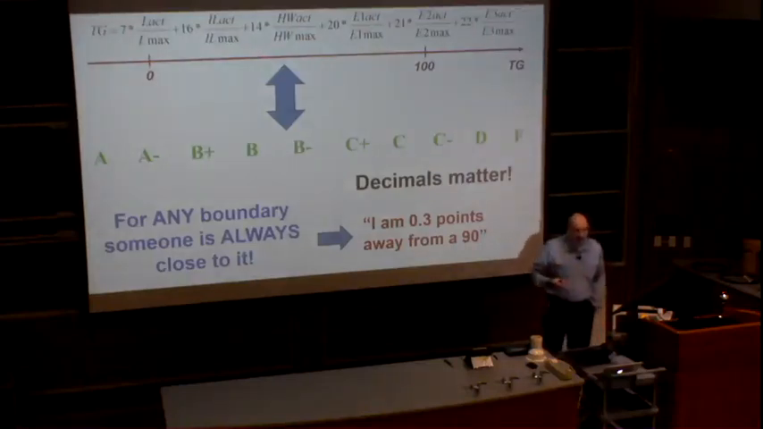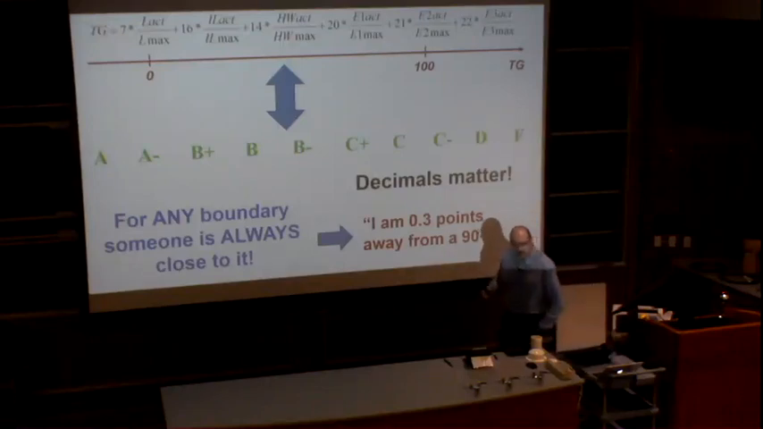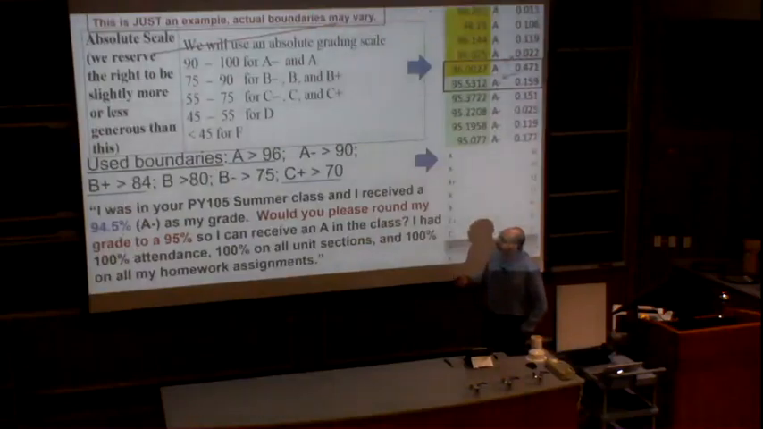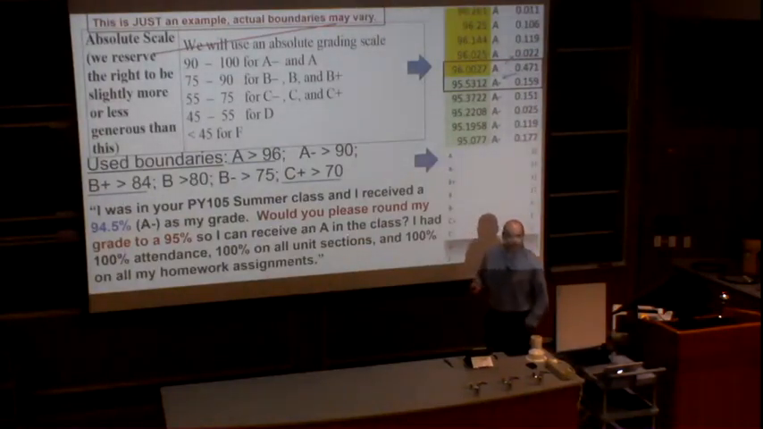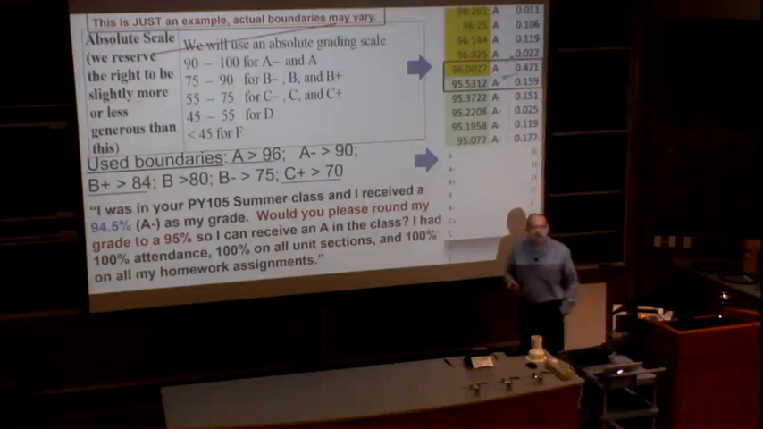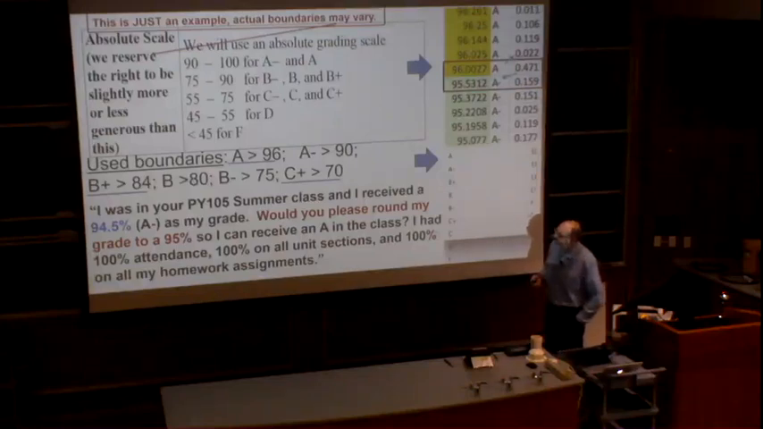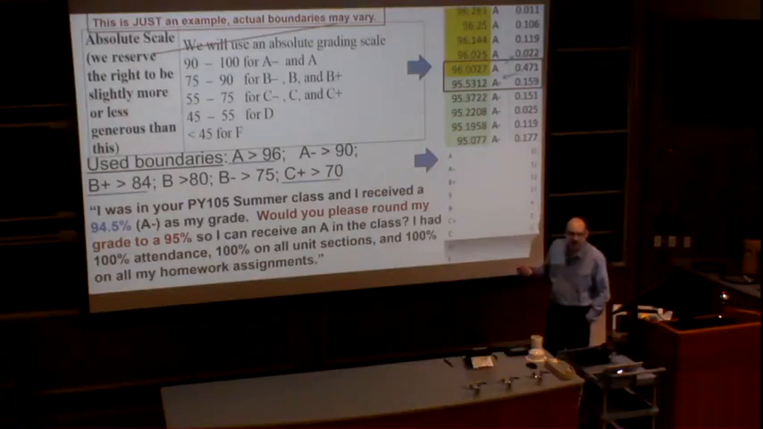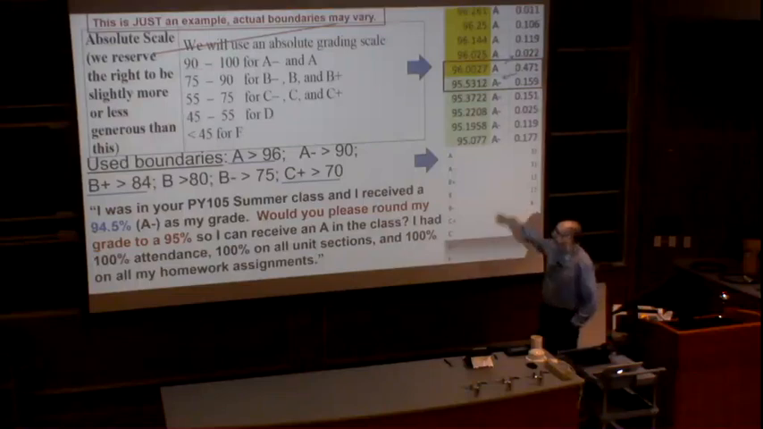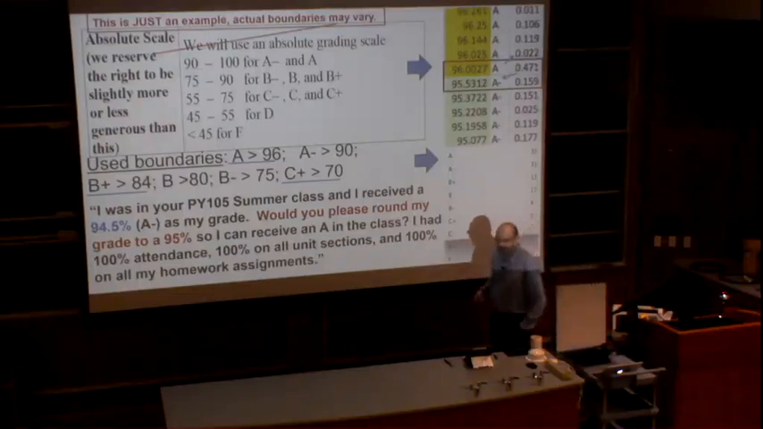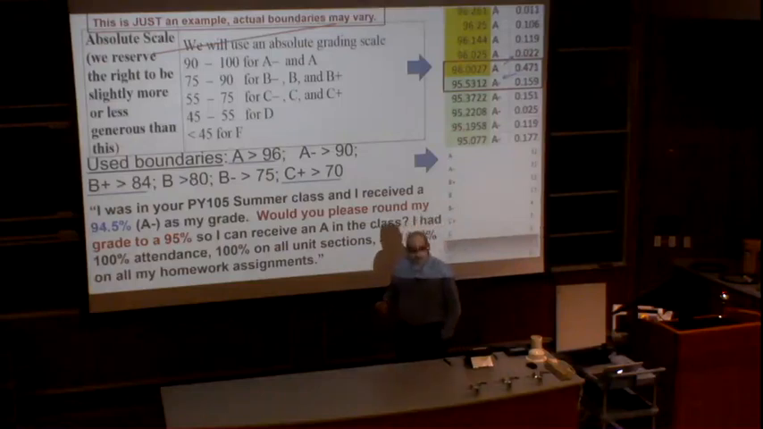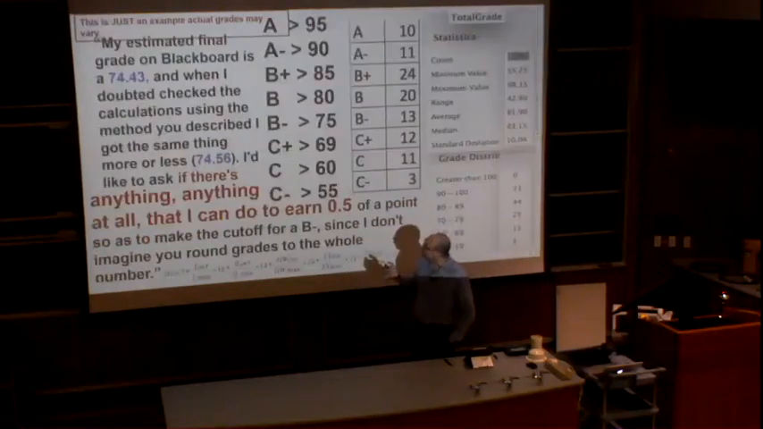Because there are boundaries, there are students who are close to those boundaries. That's inevitable. An example of an email: Could you please round my grade? No. Rounding numbers would eliminate all decimals. That would eliminate ranking. That would eliminate gaps. That would make it impossible to draw a boundary. Next question.